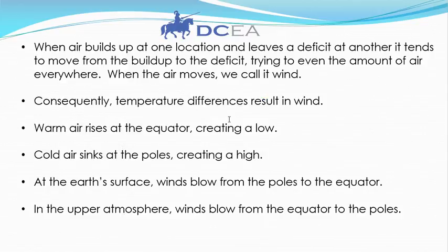When air builds up at one location and leaves a deficit in another, it tends to move from the buildup to the deficit, trying to even the amount of air everywhere. So when the air moves, we call it wind. Air is constantly trying to create this balance of high and low pressure, and that's what creates wind. Consequently, temperature differences result in wind. Warm air rises at the equator. That creates a low.